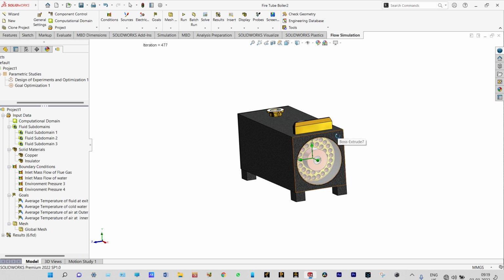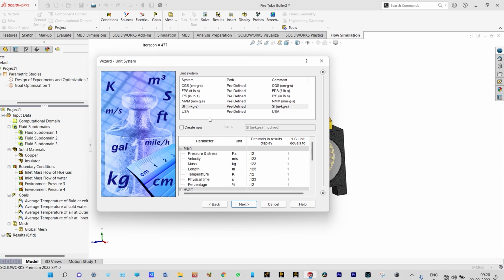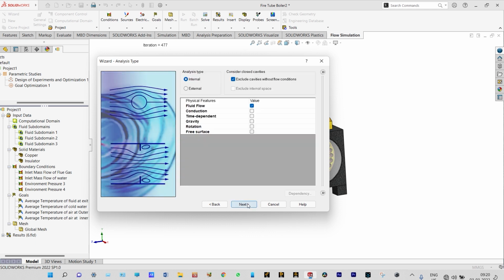To start this simulation, we need to create a flow simulation environment, and that will be started with the wizard. We're keeping the name of the project as project 2. Next, we need to select units, and we are considering SI units here. It is a heat transfer problem, so we'll consider temperature in degrees centigrade. Next, we need to select the type of analysis. It is an internal analysis.